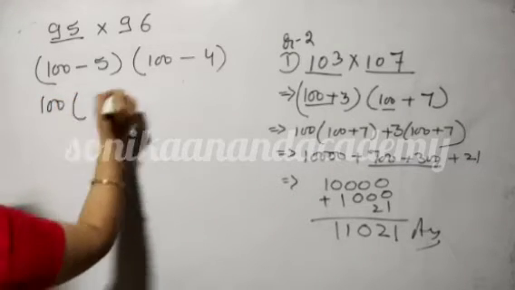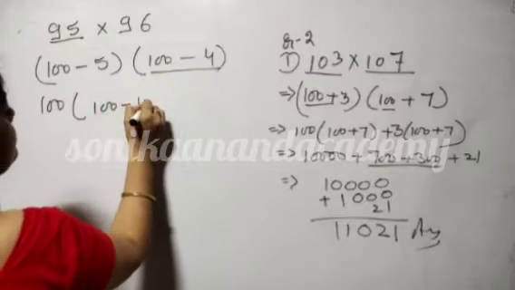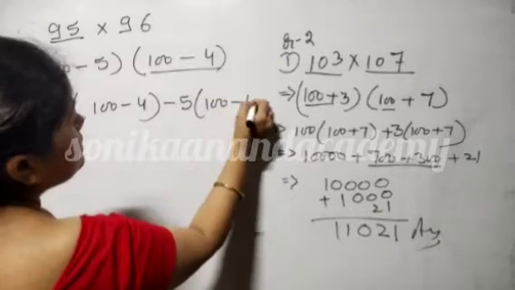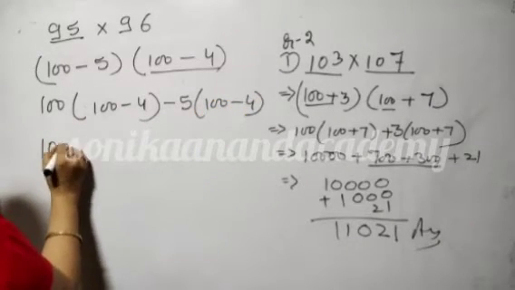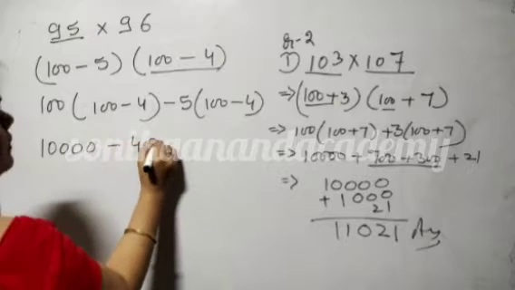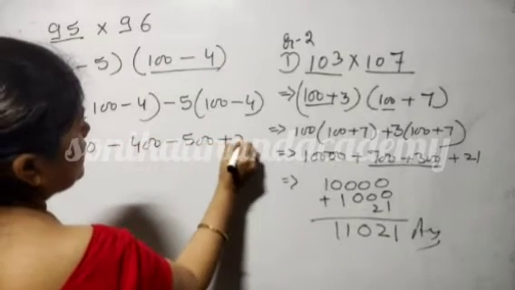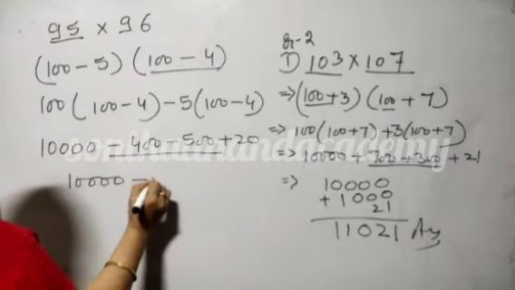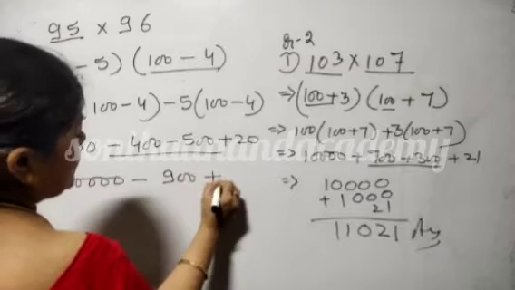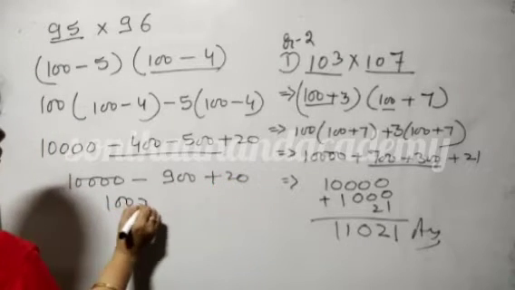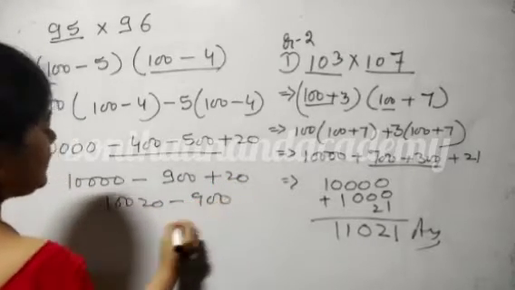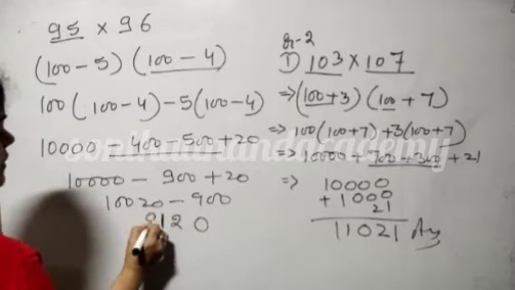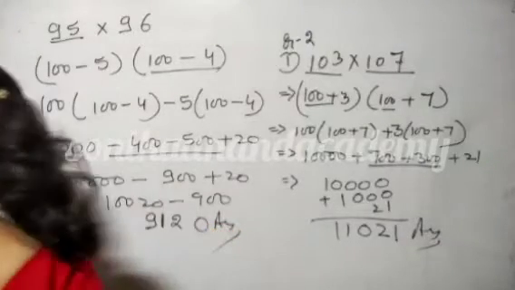So I use 100, after that 100 minus 4. Now this is minus 5. We write over here minus 5, then 100 minus 4. Now multiply: 10000, then minus 400, minus 500, plus 20. Now both of them have the same sign, so we add them. Minus 900 plus 20. So 10020 minus 900. Now subtract both of them: 0, then this is 2, this is 10 minus 9, 1, and this is 9. So this is our proper answer, 9120.